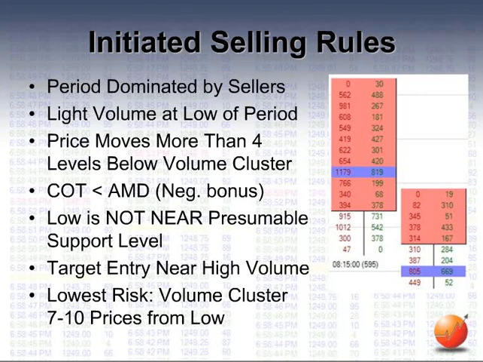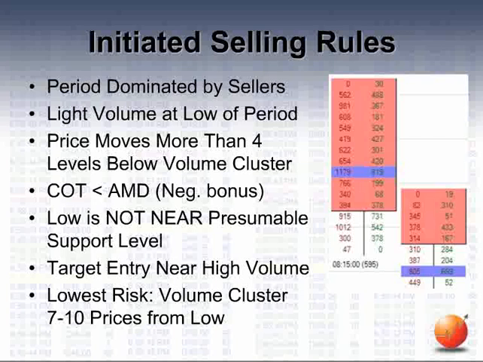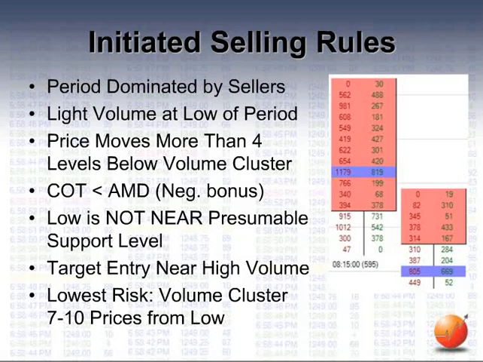Okay? So in order to do that, when I'm looking for buyers or sellers initiating trade, I want the volume cluster to basically be 7 to 10 prices from the low. All right? I don't want it to be 4 or 5. The third rule up here says more than 4 levels below the cluster. So from the 1179, 819 level, down 1, 2, 3, 4. Once it broke the 915, 731, you could say, yes, the sellers are breaking this down.